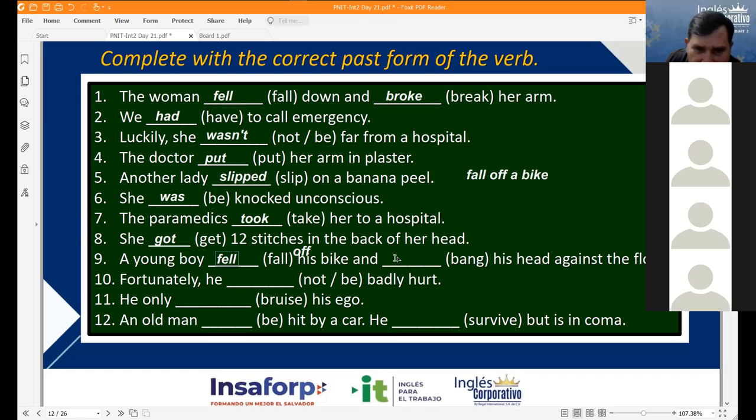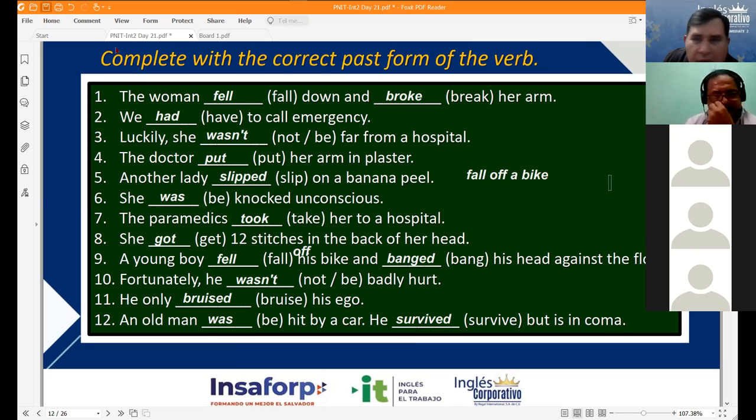Number nine, fell off his bike. Fell. Banged his head against the floor. Apparently he wasn't badly hurt. And number 11, broke. Number 12, was. And here also survived. So what do we have?